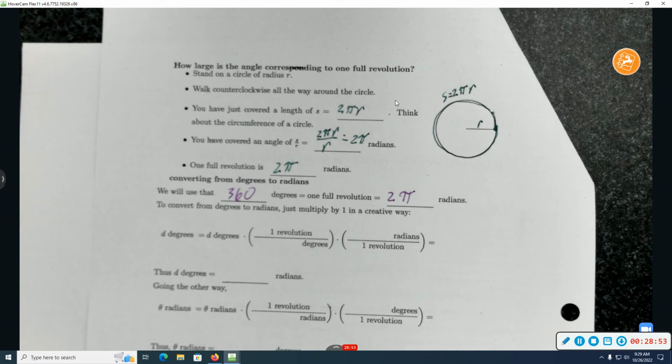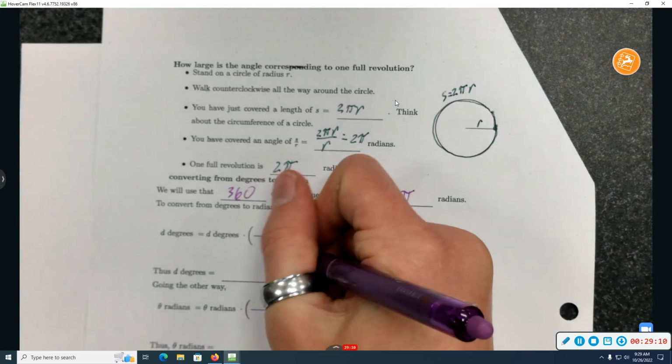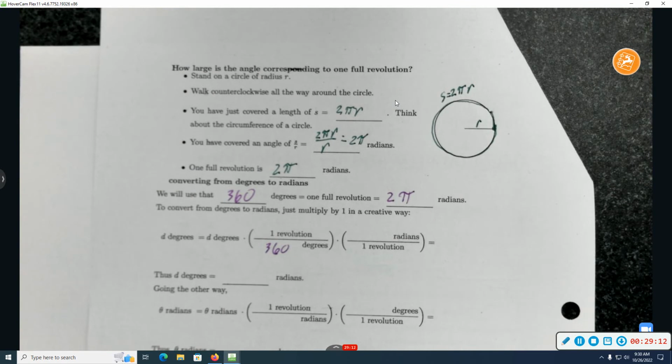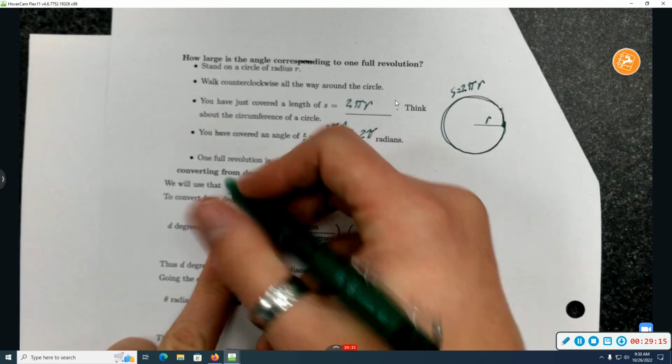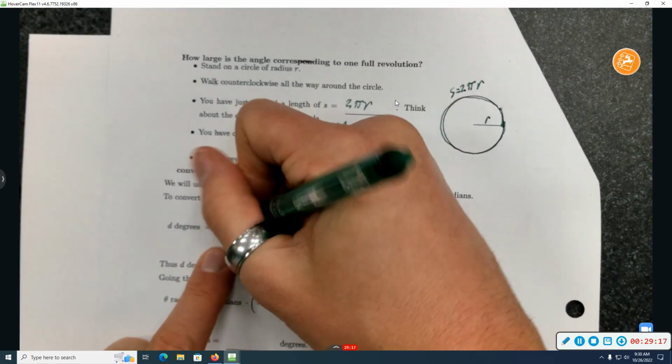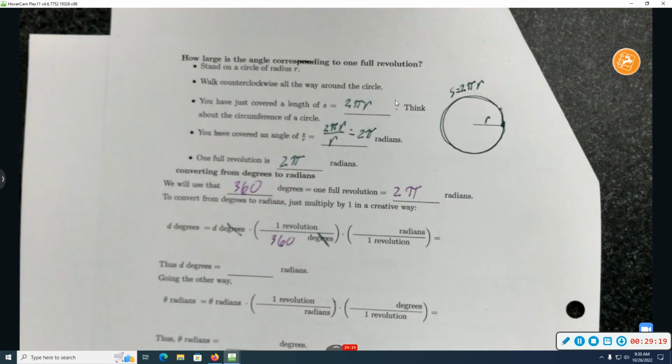A d degree angle is the same as d degrees. And let's multiply by 1. So if the thing on the bottom is equal to 1 revolution, then I've multiplied by 1. How many degrees makes one full revolution? 360. I guess it's literally just right there. So notice if we multiply these together, we'll have degrees divided by degrees. That'll convert us to full revolutions. How many radians to a full revolution?